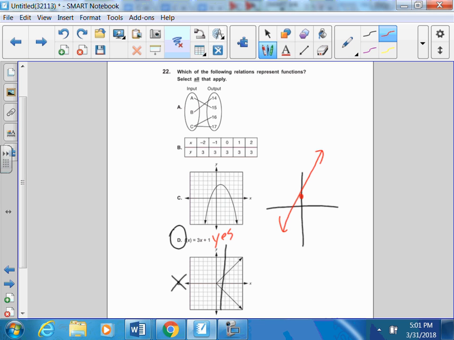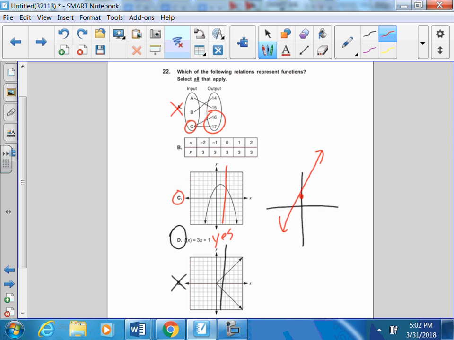On C, if you draw a vertical line, can I hit more than 1 point? And the answer is no. Therefore, C is also a function. It's a quadratic. So far, C and D are functions. A is not a function, because C is your input, and it's going to 2 different outputs. Remember, you can't have the same x go to 2 different y's. So A is not going to work.